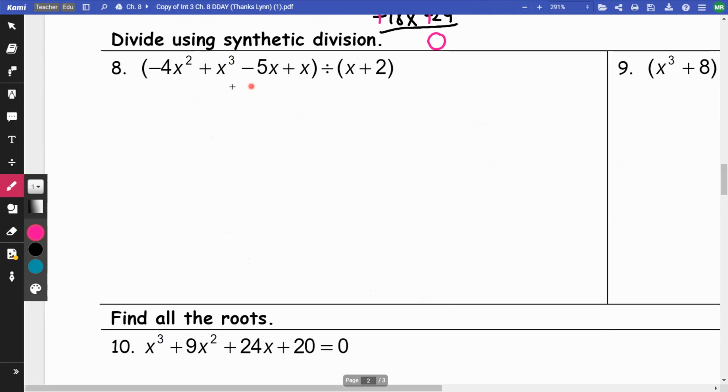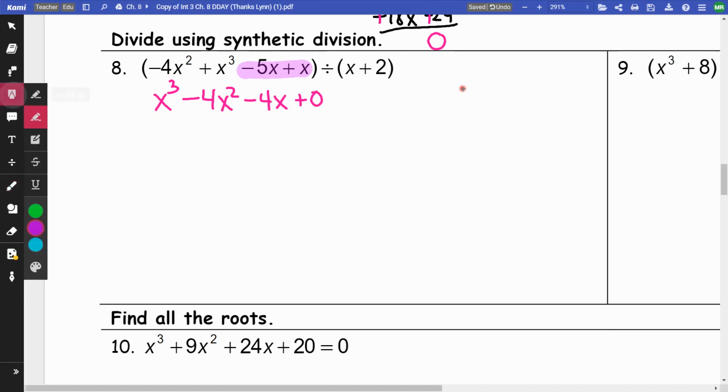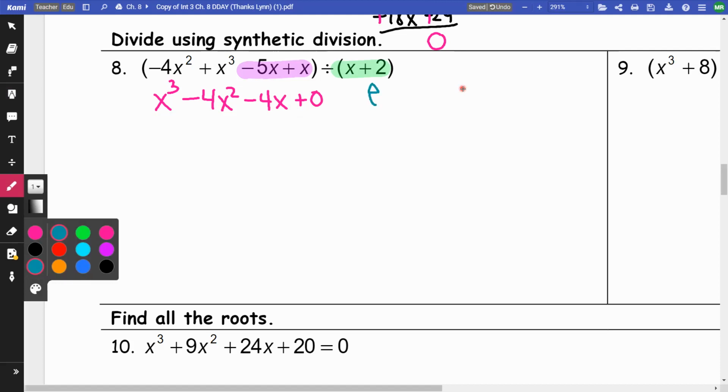So on 8, we have to be careful. This is not in descending order. So I'm just going to rewrite this as x to the third minus 4x squared. And then these I can actually combine. So that's going to be a negative 4x and then plus 0 because I don't have a constant. Then I'm looking at this x plus 2 and I ask myself, okay, what makes that 0? And that's going to be a negative 2. So that's the number that's going to go in the little box. And I'll have my coefficients 1, negative 4, and 0.